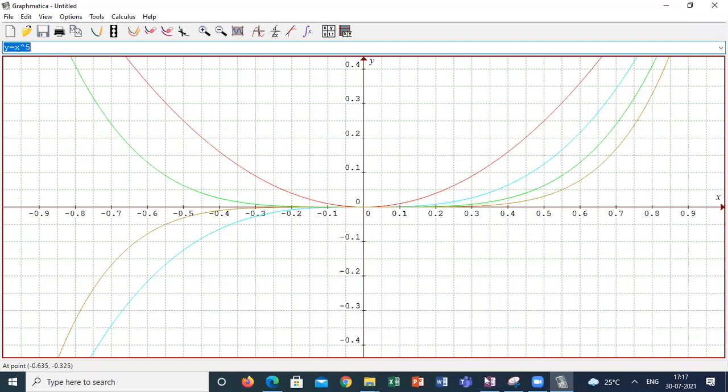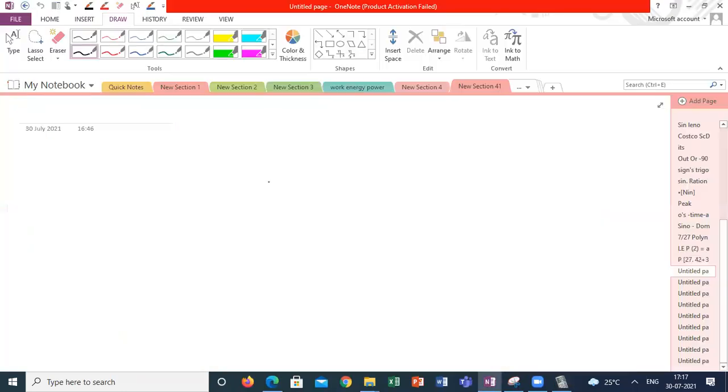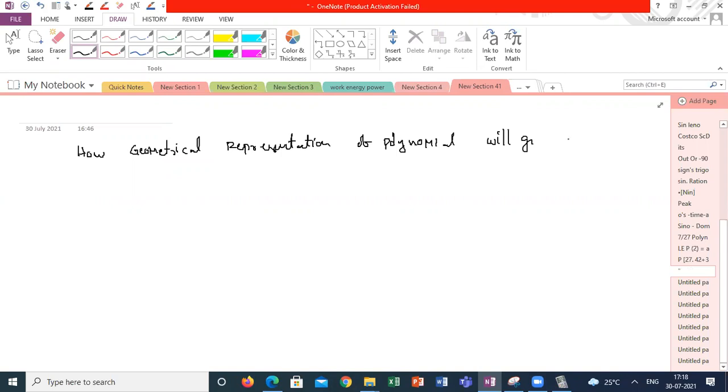Now, what is the relation between the geometrical representation of a polynomial and the zeros of the polynomial? How will the geometrical representation of a polynomial give information about the zeros of the polynomial?